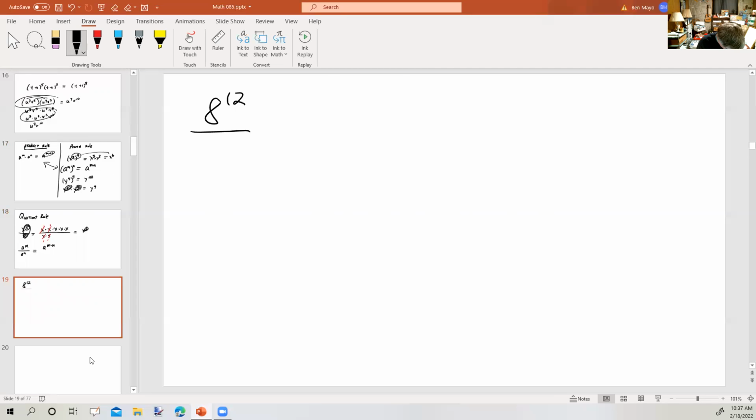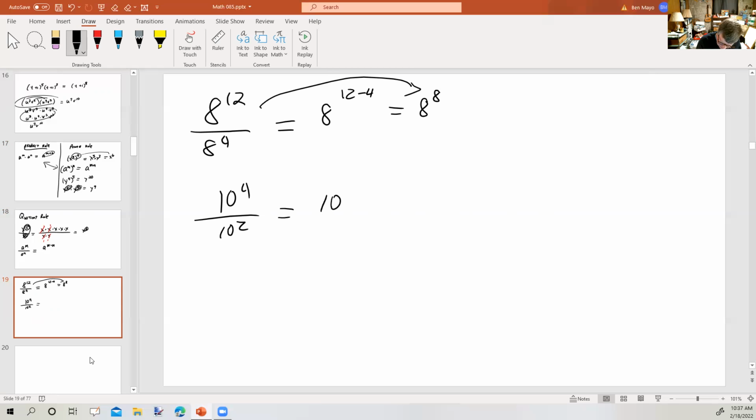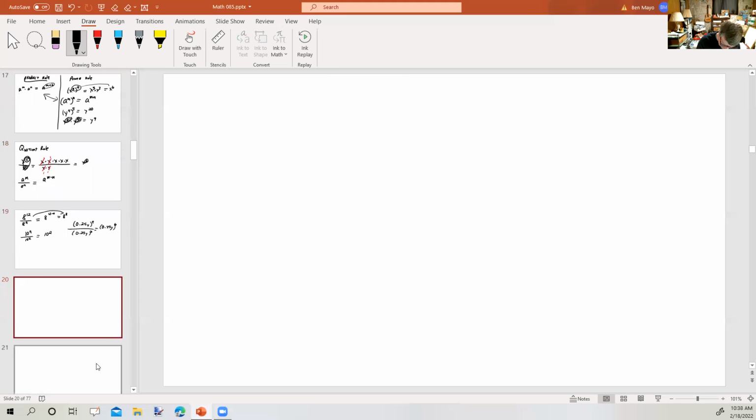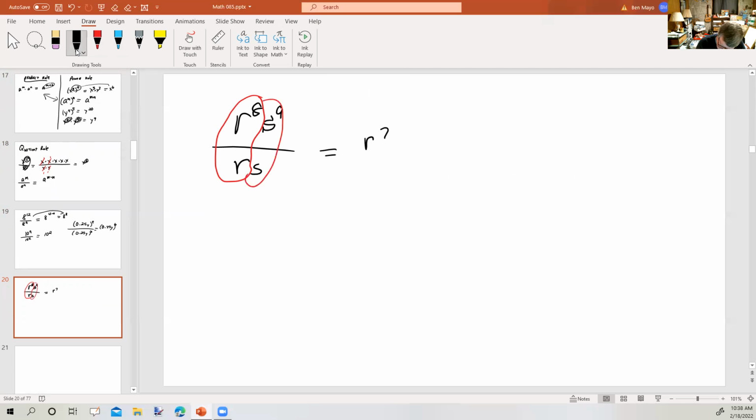Here's some more examples of the quotient rule. Let's say we had 8 to the 12th power over 8 to the 4th power. That would be 8 to the 12 minus 4 power, or 8 to the 8th power. And again, you can go directly there. I'm just showing how we get there. 10 to the 4th power over 10 squared is 10 squared. 0.25y all to the 9th power over 0.25y all to the 3rd power would be 0.25y to the 6th power. Likewise, r to the 8th power, s to the 9th power over rs, well, we would have r to the 8 minus 1 power, which is r to the 7th power, times s to the 9th divided by s to the 1, which is s to the 8th power.